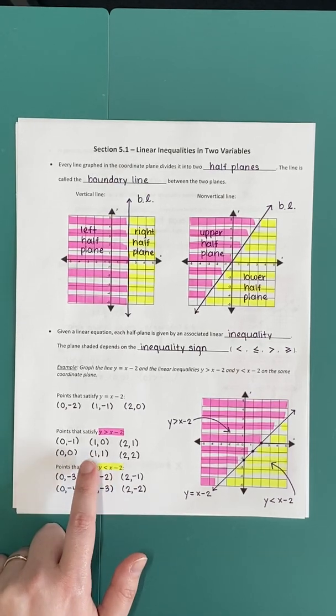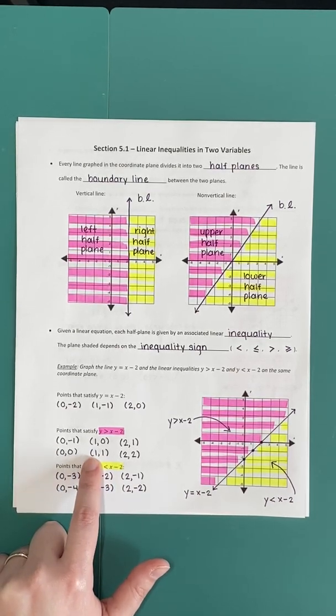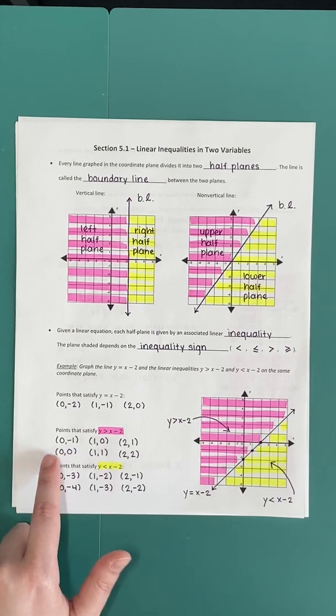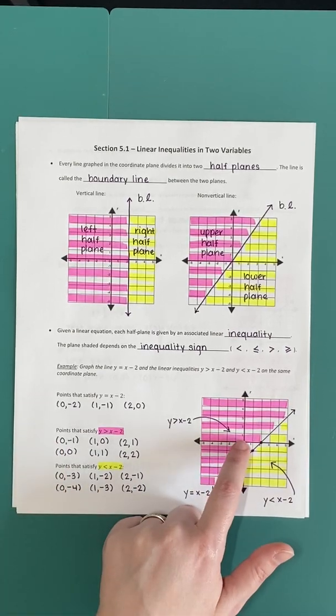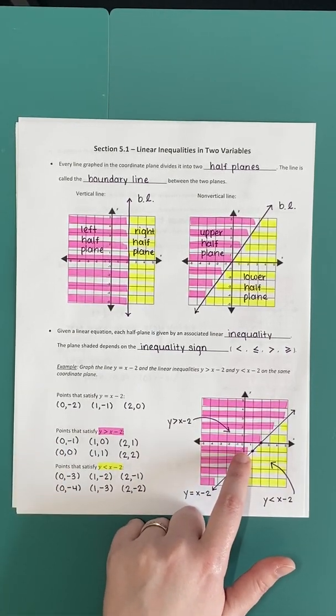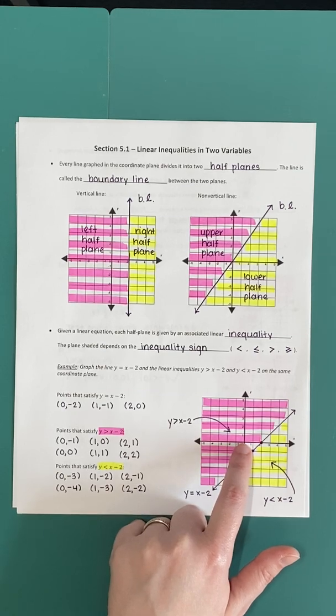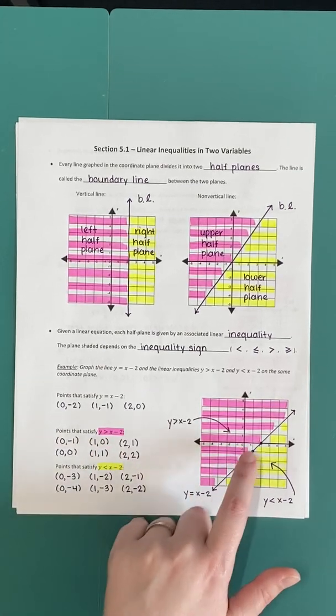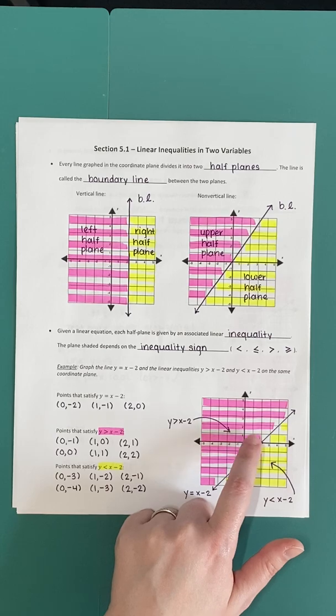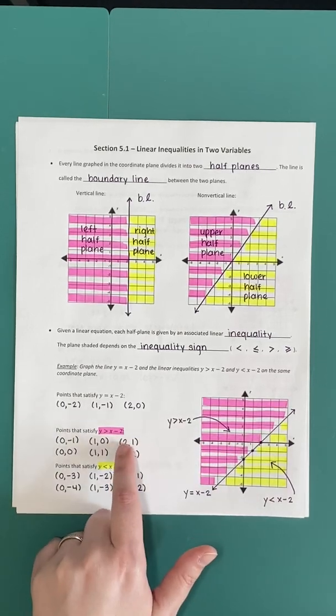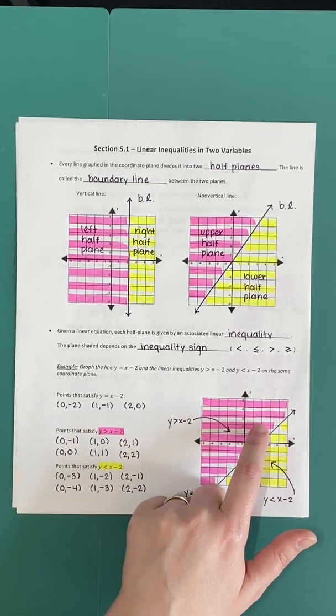What we're going to notice is that all of these points have one particular thing in common. So let's think about where these points are. So 0, negative 1 would be right here. 0, 0 would be right here. 1, 0, and 1, 1. Here's 1, 0. Here's 1, 1. 2, 1, and 2, 2 would be right here.